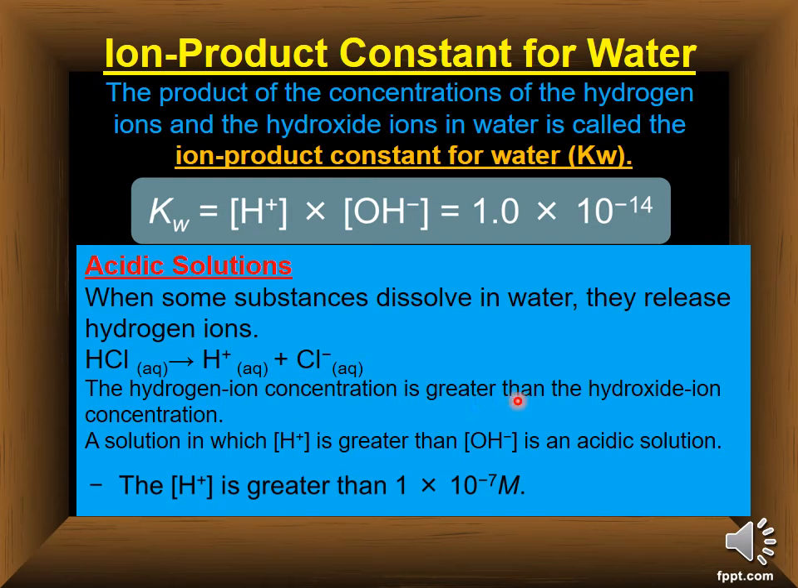So the hydrogen ion concentration is greater than the hydroxide ion concentration. A solution in which the concentration of H positive ion is greater than the OH ion is called an acidic solution. So the H positive ion is greater than 1 times 10 power negative 7 molar. Always remember this, right? The concentration of H positive ion is always greater than 1 times 10 power negative 7, because if it is 1.0 times 10 power negative 7, this is called a neutral solution. So it has to be more. When it is more, it means more hydrogen ion is present, and because of this more hydrogen ion, it becomes an acidic solution.